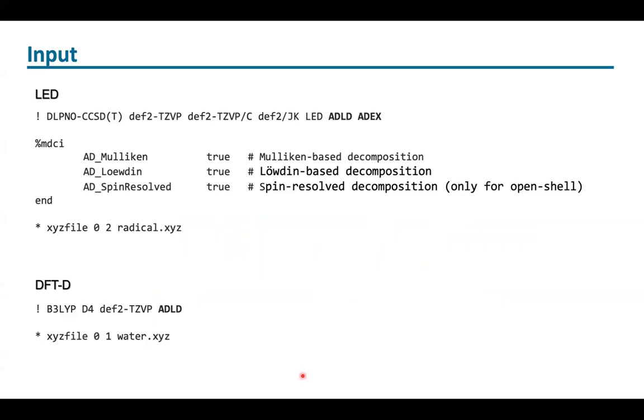The input for ADLD and ADEX is very simple. Essentially, at the LED level, all that is needed to perform this analysis is a single additional keyword, for example, ADLD. And the same keyword can also be used in the DFT context to perform atomic level analysis of the dispersion energy.